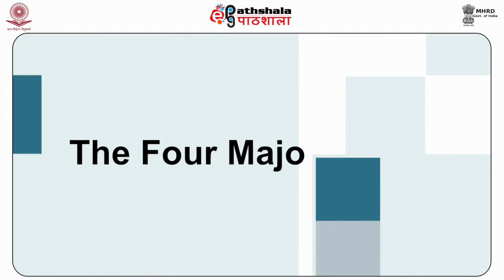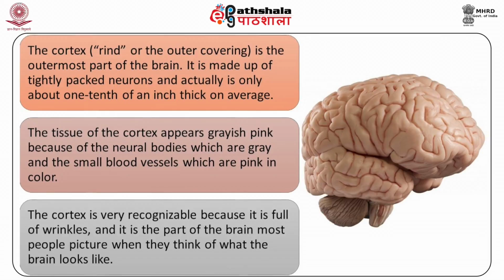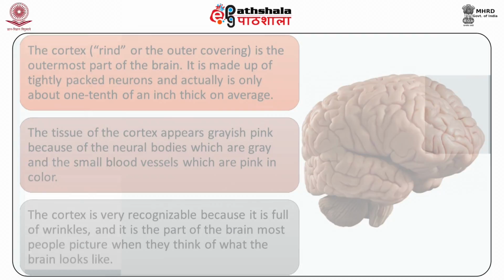The 4 major lobes. The cortex, the rind or outer covering, is the outermost part of the brain. It is made up of tightly packed neurons and actually is only about 1/10 of an inch thick on average. The tissue of the cortex appears greyish pink because of the neural bodies, which are grey, and the small blood vessels, which are pink in color. The cortex is very recognizable because it is full of wrinkles, and it is the part of the brain most people picture when they think of what the brain looks like.